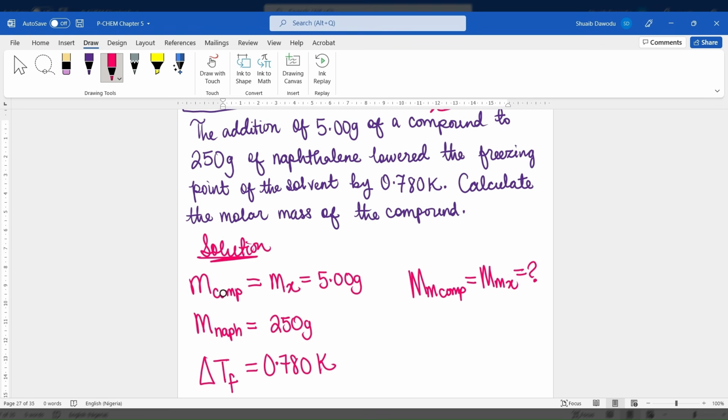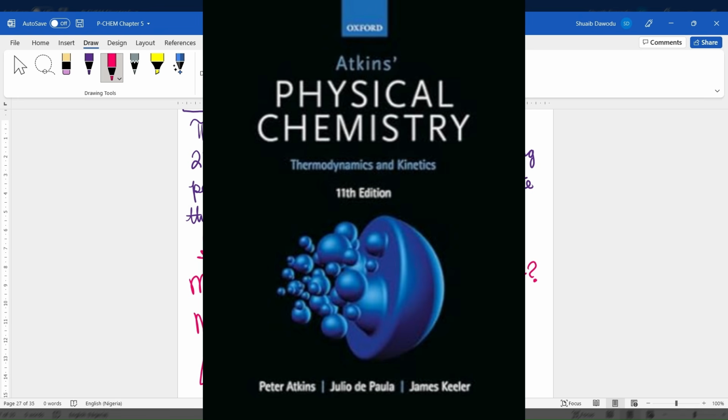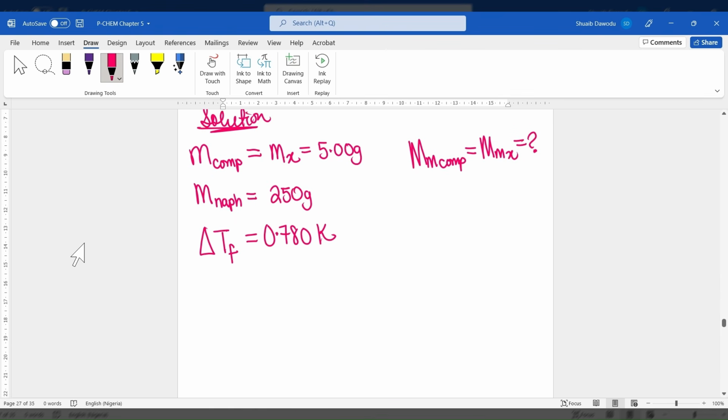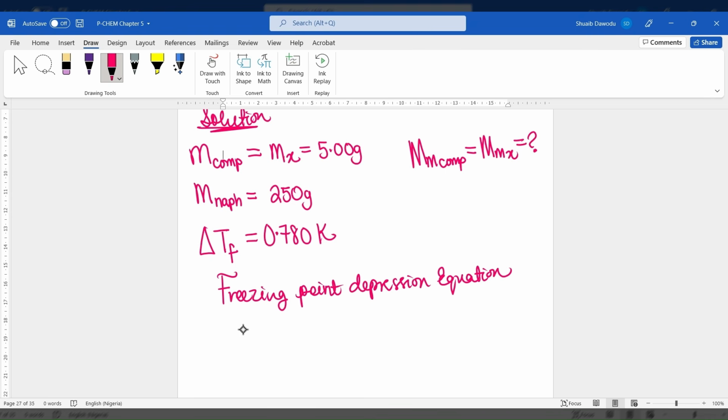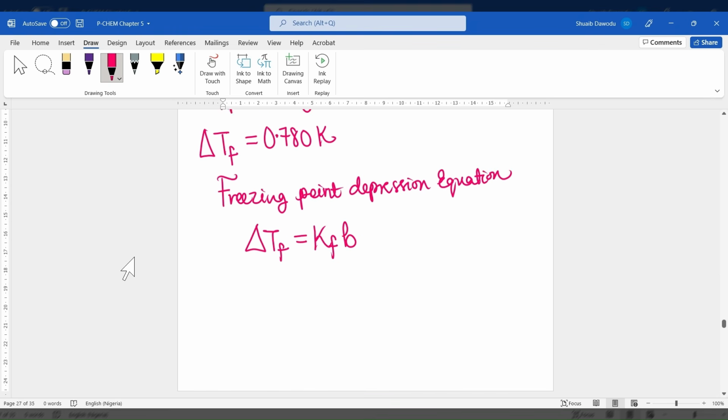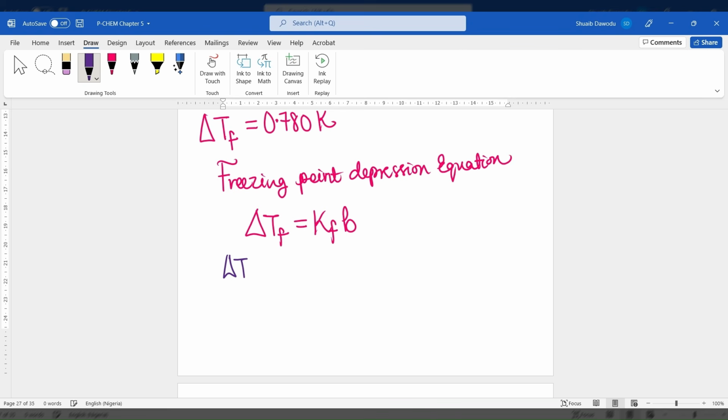Looking at this question and remembering our book, Atkins Physical Chemistry 11th edition, because this is a question from that book, there is a formula that we use to solve questions like this, and this formula is called the freezing point depression equation. The formula we're going to use to solve this, the freezing point depression equation, is simply saying that change in T sub F is equal to K sub F multiplied by B, where the change in T sub F is simply the freezing point depression value that we're given.